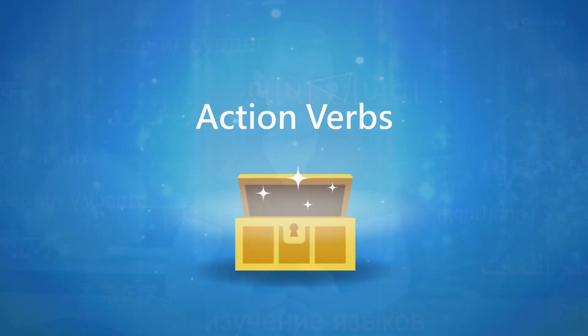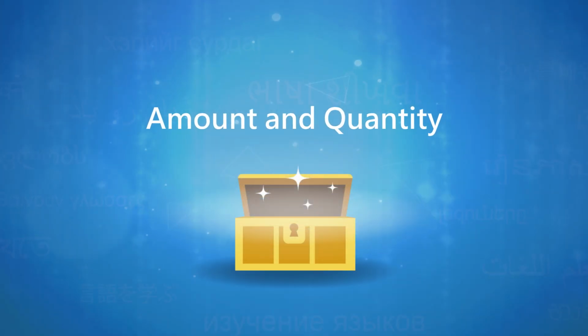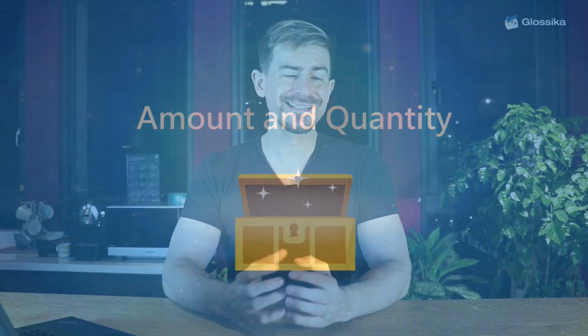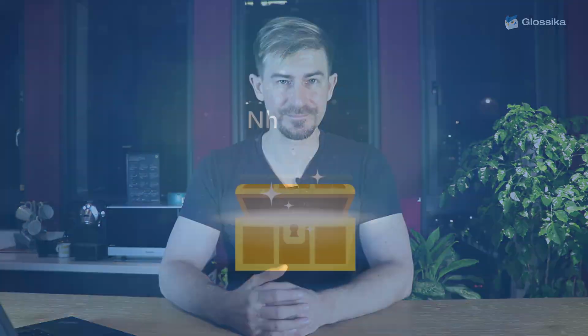Action verbs. Now this category includes verbs of motion and also verbs of consumption. Only a very few of them actually take objects. Amount and quantity skill. This skill focuses on answering how much and how many there is of something.